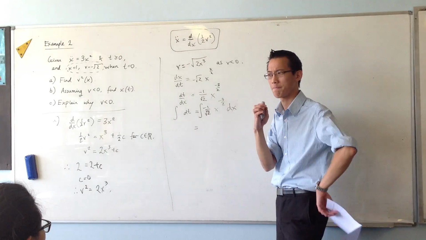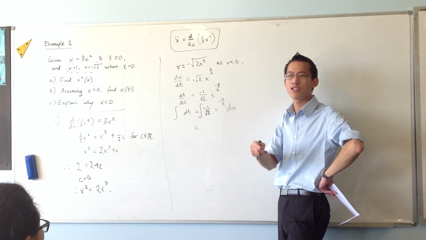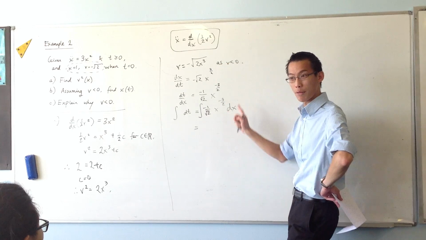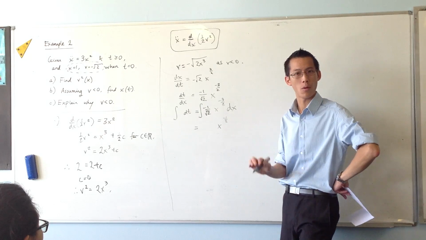What's the first step? Okay, I'm going to increase the power, right? You're differentiating, you're doing it in reverse, okay? So since you normally bring the power down, I'm going to bring it up. So x to the power of minus 1 over 2. I've increased it by 1, okay?